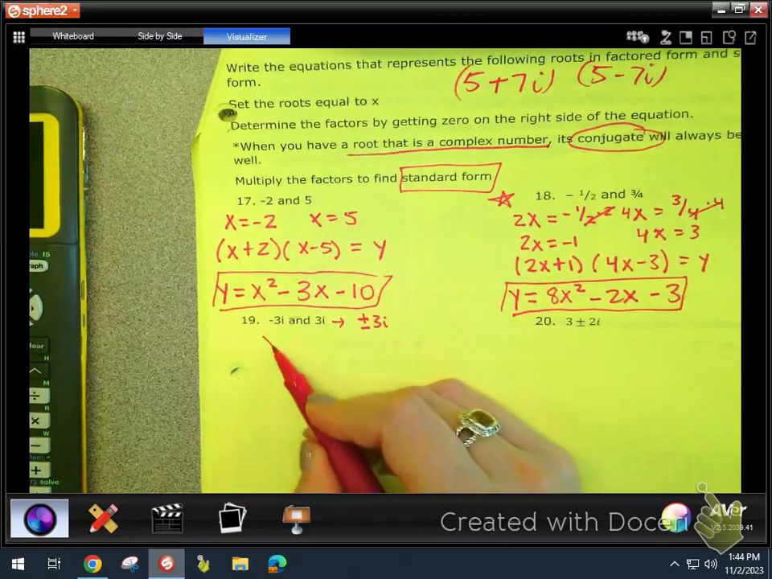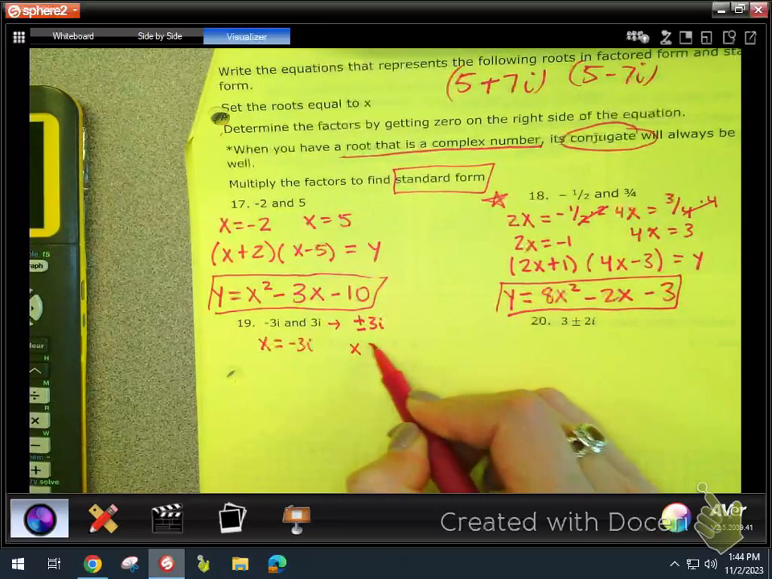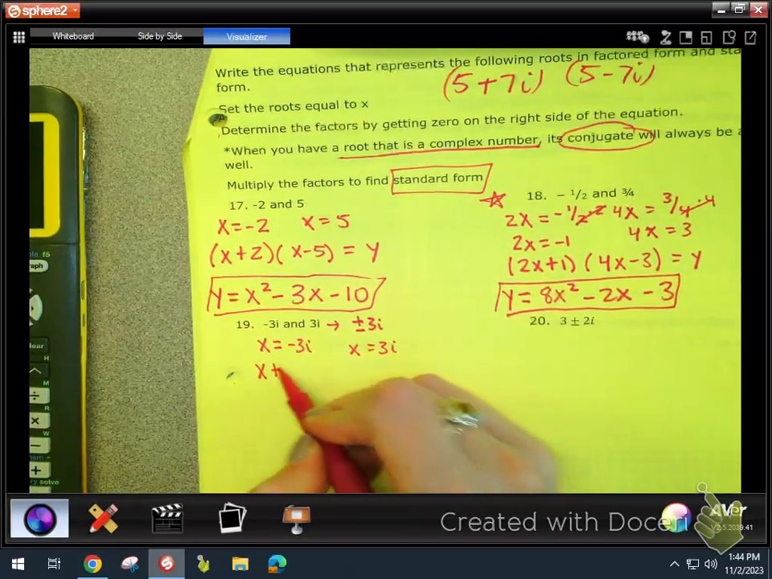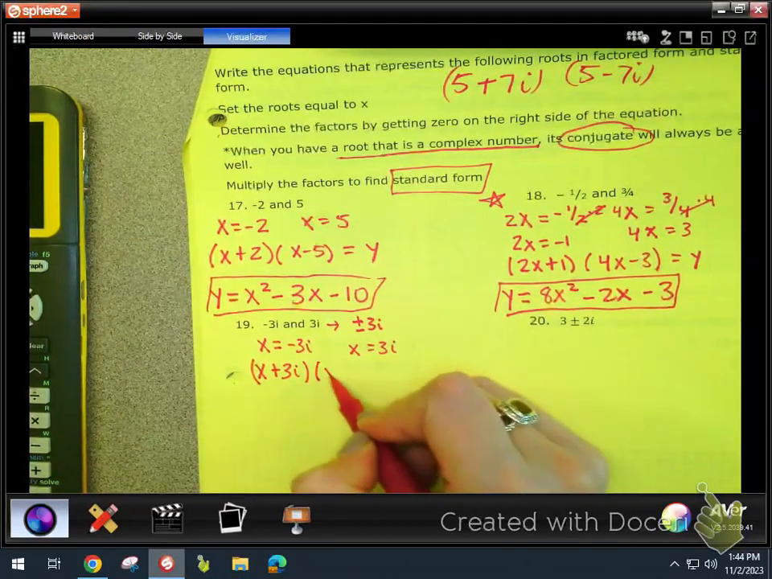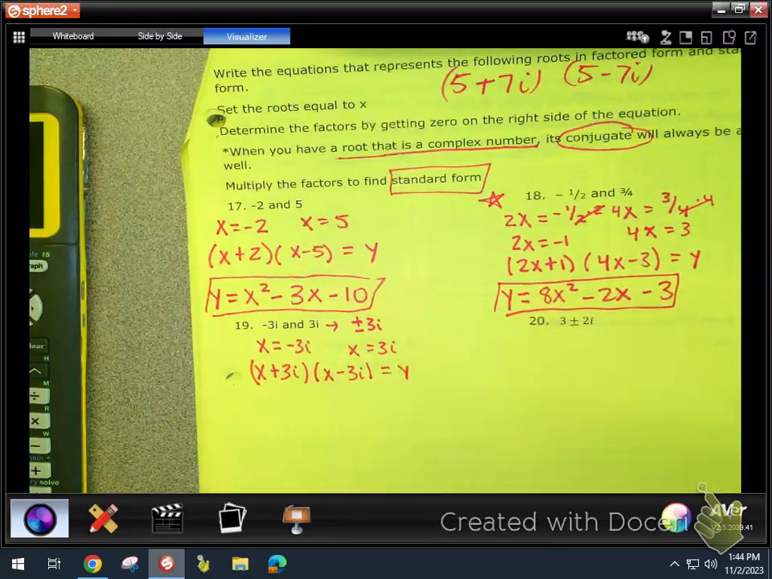So when I do write this out, though, I do want to write it x equals negative 3i, x equals positive 3i, because there are two. And then I'm going to swoop them back over. X plus 3i is a factor. The other one is x minus 3i. And there's my factored form.